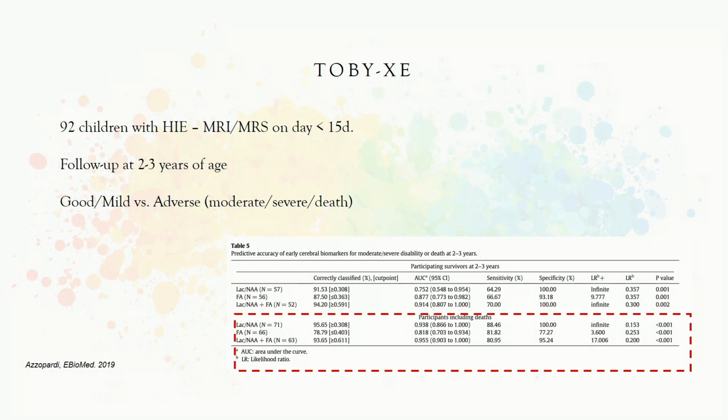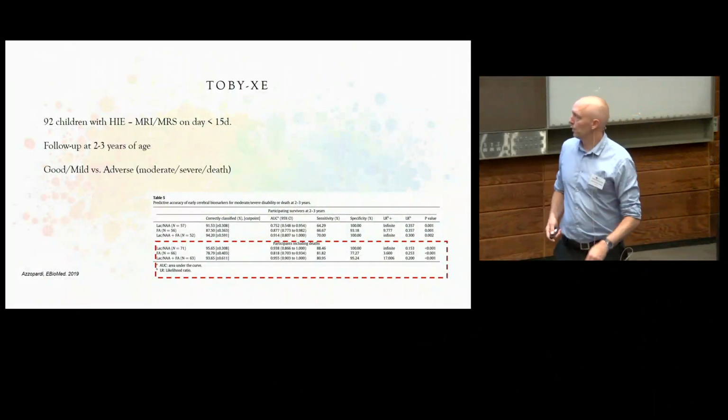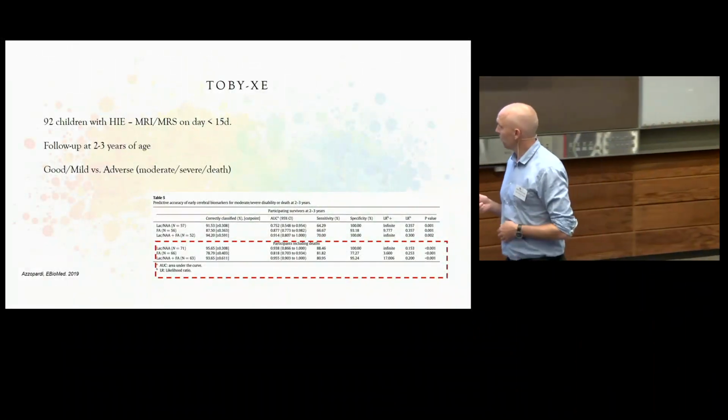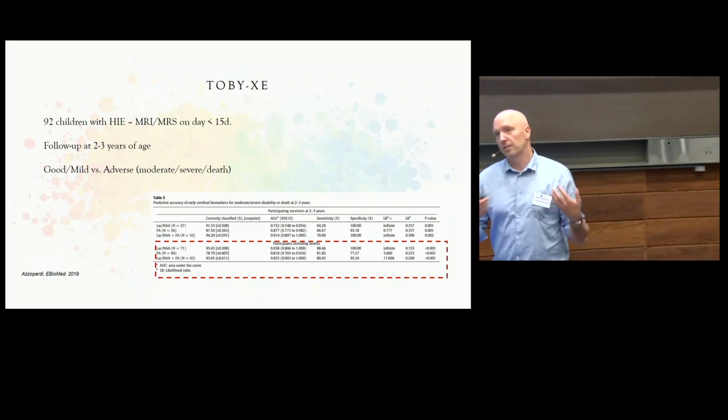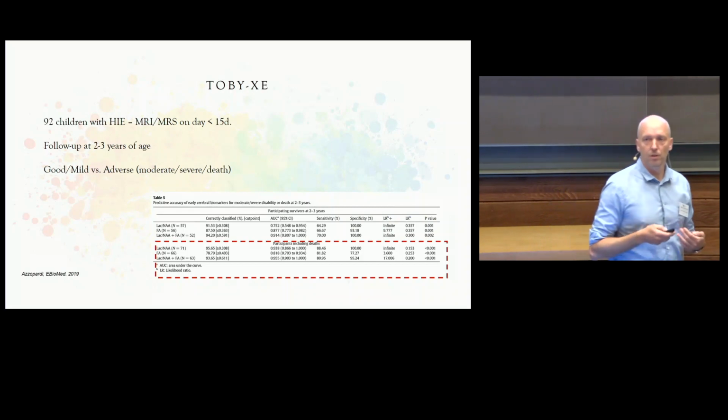They similarly found that lactate NAA, or the fractional anisotropy, and if you add them together, that was the best prediction. So this is a little bit about what's the state of the art clinically in terms of predicting later neurologic outcome.